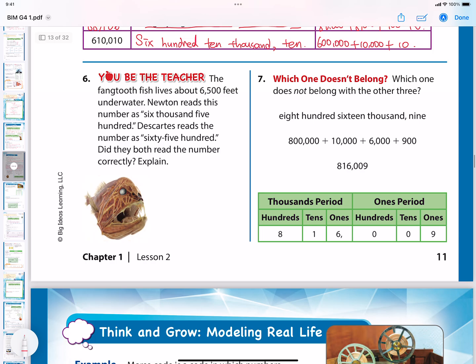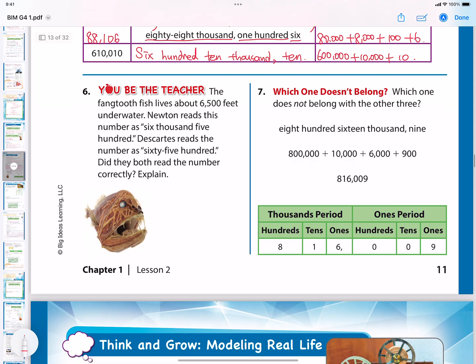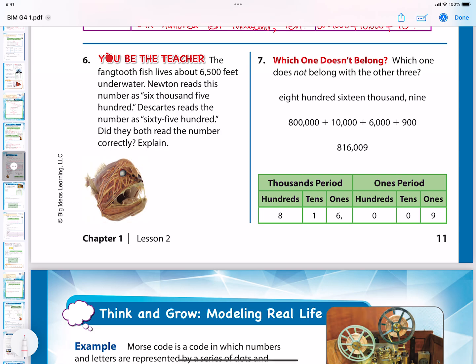All right. Number 6. The fangtooth fish lives about 6,500 feet underwater. Newton reads this number as 6,500. And Descartes reads the number as 6,500. Did they both read the number correctly? Explain. What is your answer? Because this is just a review, you are checking your answers with mine. You should have your own answer. What do you think?